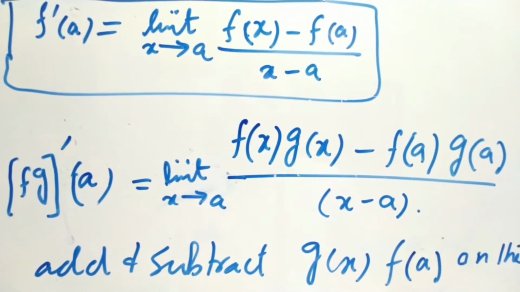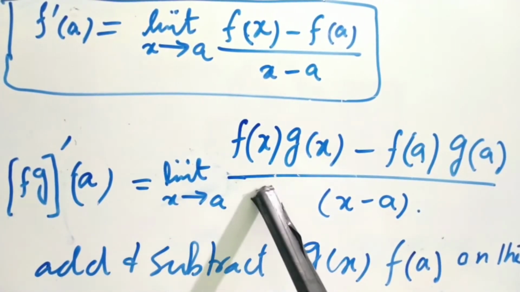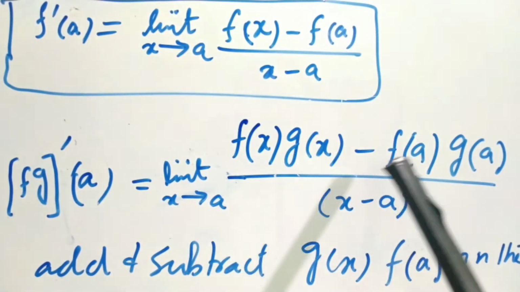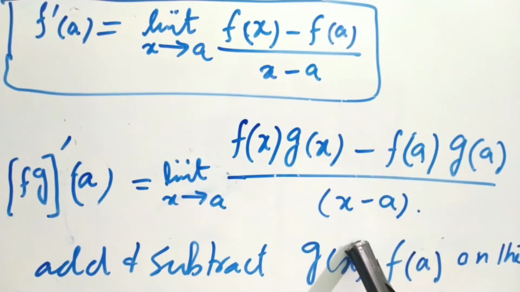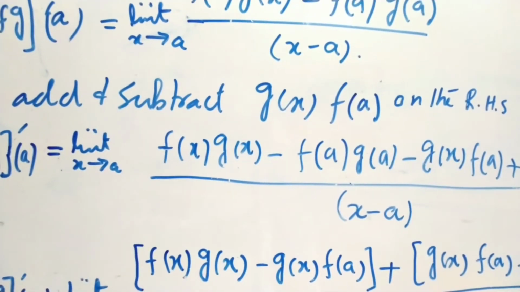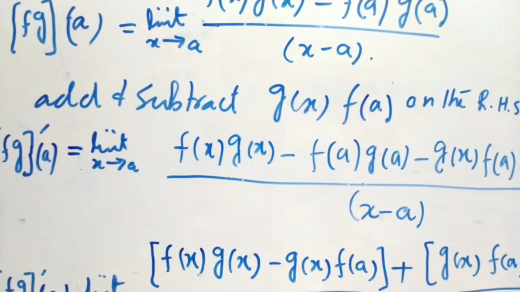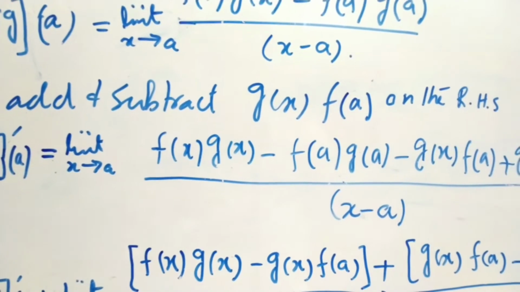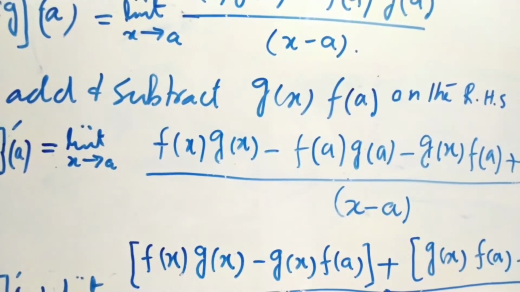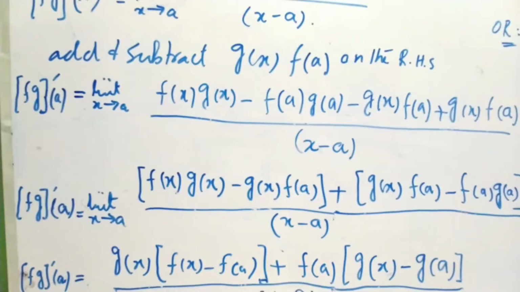Now just plug in the values: f of x is equal to f of x into g of x over here, minus f of a replaced by f of a into g of a, divided by x minus a, in the first principle method. Now what we are going to do is add and subtract g of x into f of a on the right hand side of the above equation. So we can see what will happen in the next step.